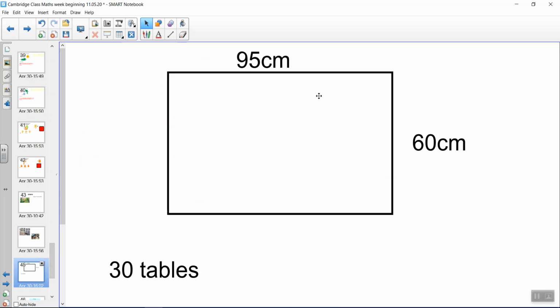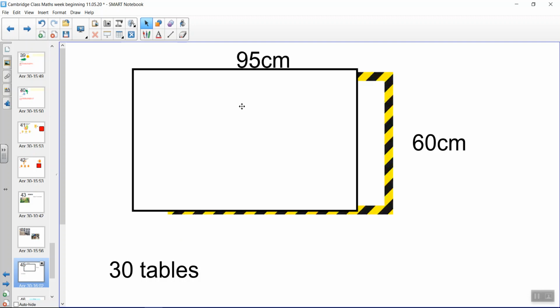I know that approximately the measurements to a desk are 95 centimetres and 60 centimetres. What sort of rectangle would I need to fit 30 tables in a room that measure 95 centimetres by 60 centimetres? Remembering, of course, we need to keep 2 metres distance between each of the tables. Now, I would suggest you maybe draw this out on paper so you can see it.